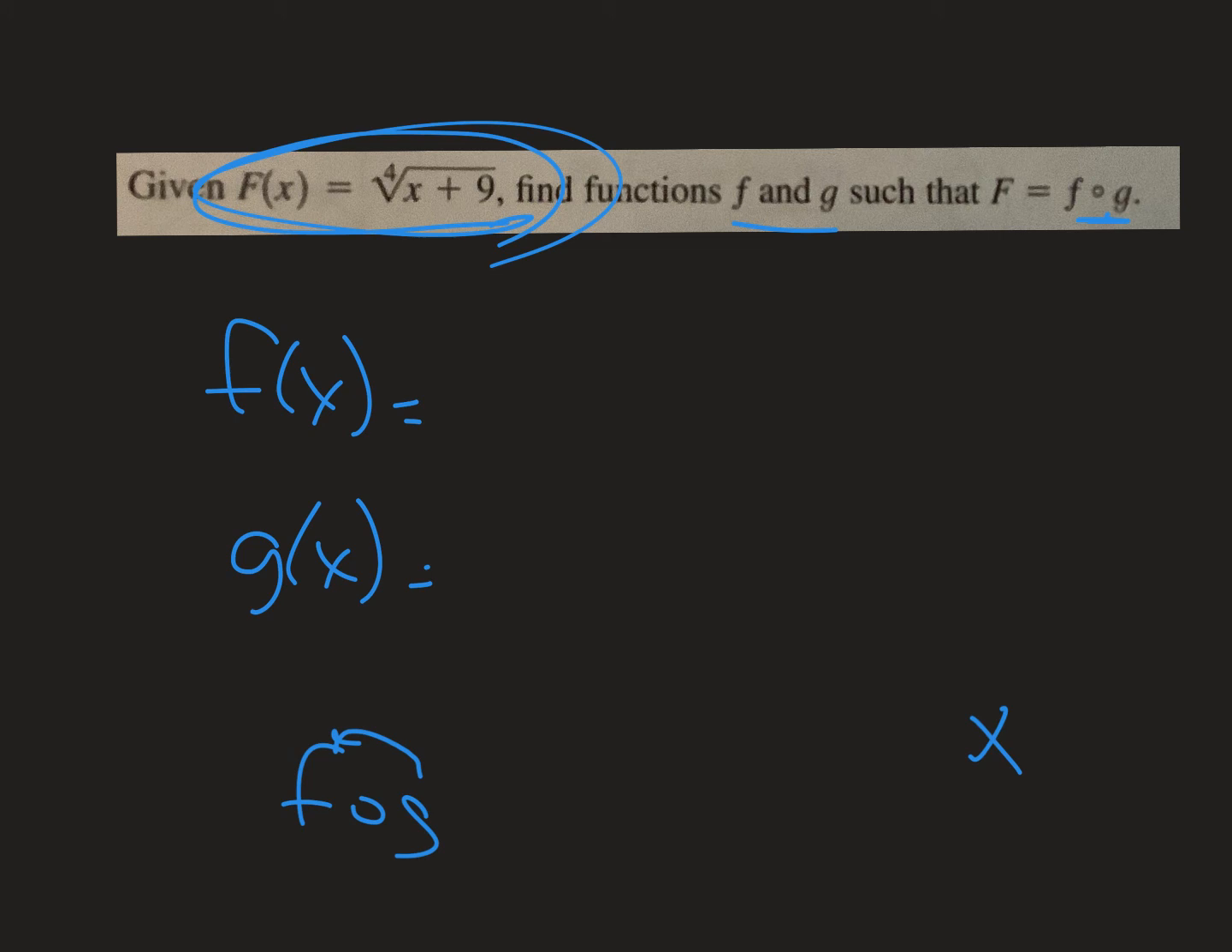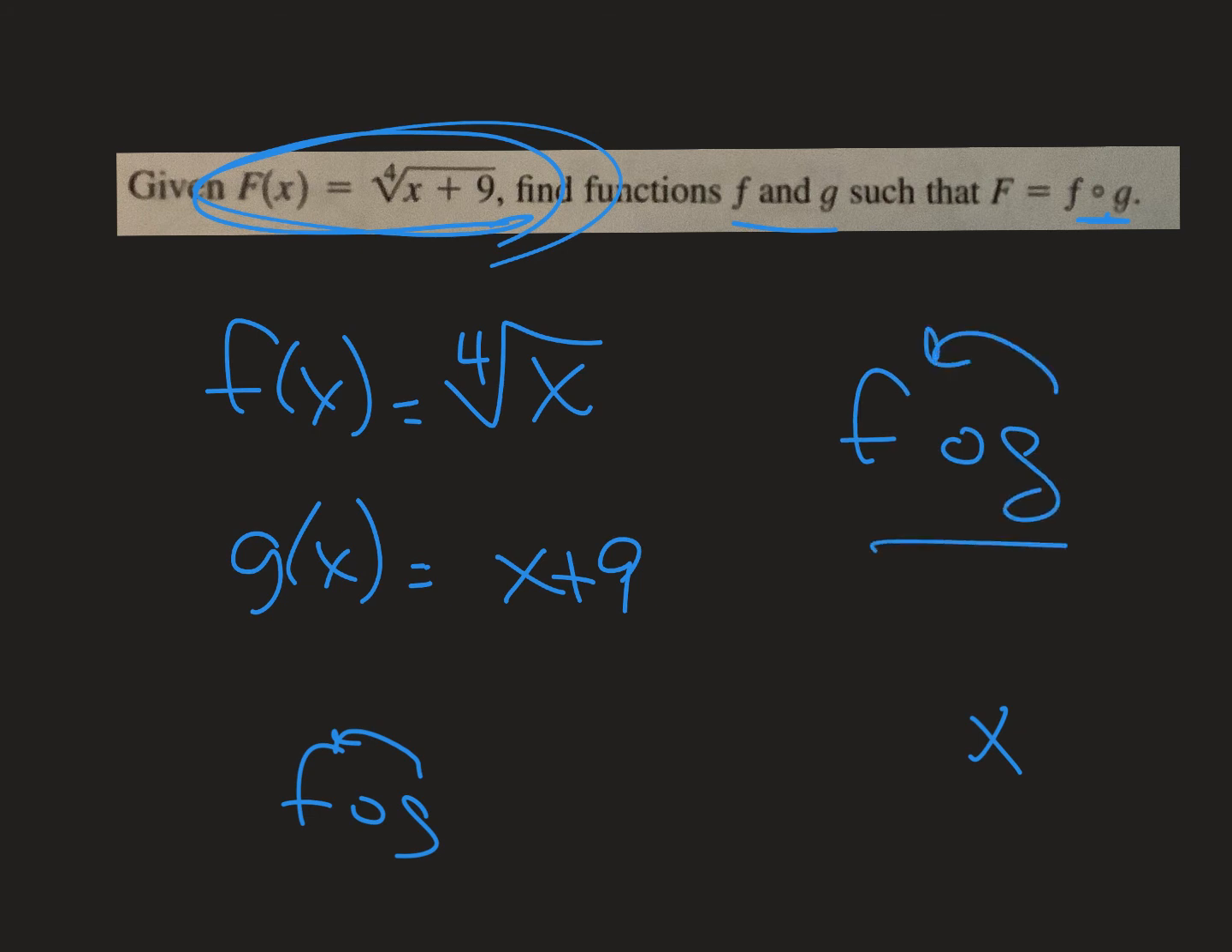What I'm going to do here is I'm going to let f of x be the 4th root of x, and g of x, I'm just making this up, guys, I'm just playing, be x plus 9. Now think about this. What if I try to do f of g now? I'm doing a composition of functions. So it means I'm going to plug this into that. And if I do that, does it equal what I started with? And the answer is yes.